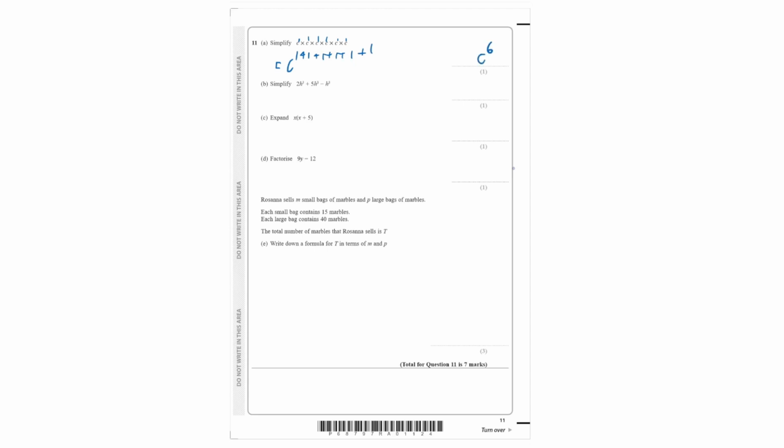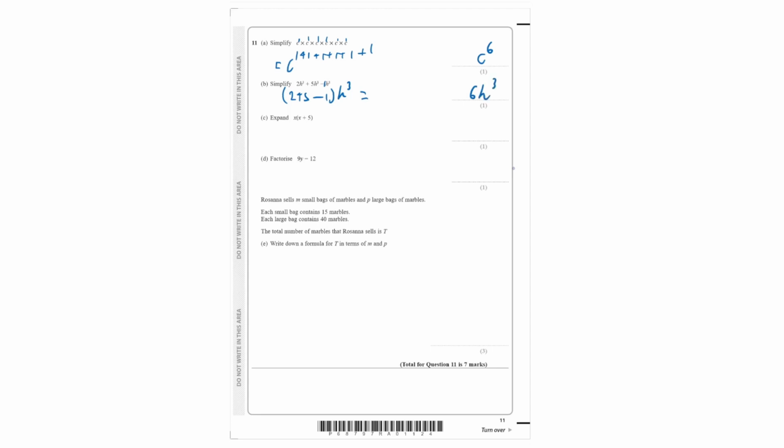Simplify 2h cubed plus 5h cubed minus h cubed. So the coefficient of h cubed here is 1. So you simply write 2 plus 5 minus 1 to h cubed. So 2 plus 5, that's 7. 7 minus 1 is 6. So we get 6h cubed.